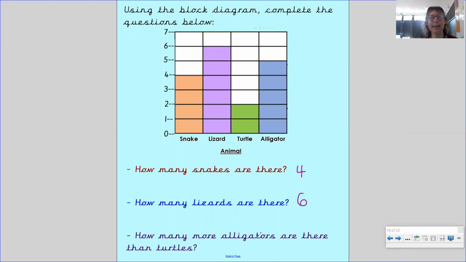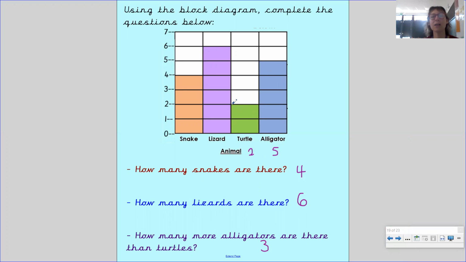How many more alligators are there than turtles? So we're going to do exactly the same as we did with our pictograms. There are 2 ways we can do this. So we can count the turtles. We've got 2 turtles. And we can count the alligators. So we've got 5 alligators. So we can do 5 take away 2. And that's 3.